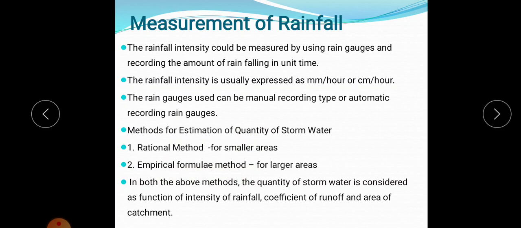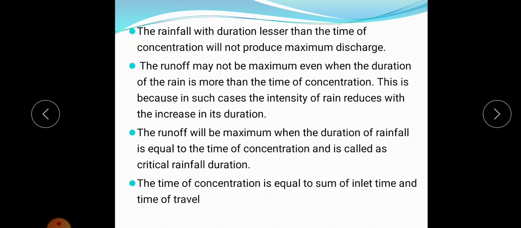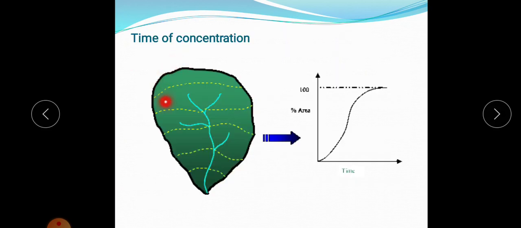Next we have to discuss the coefficient of runoff, time of concentration, etc., which influence the stormwater discharge. First we can discuss time of concentration. Time of concentration is the period after which the entire catchment area starts contributing to the runoff. For example, consider this is the catchment area under consideration.